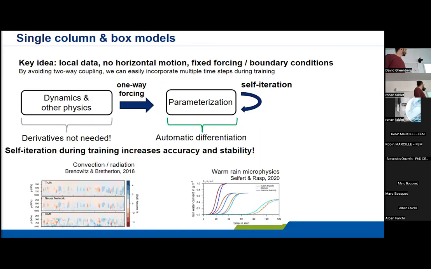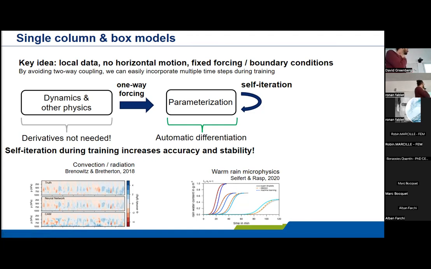There have been a number of studies which showed that doing the self-iteration during training, even if you just use a simple box model or a single column model, actually really increases accuracy and stability, even when you go back and then couple it to the full model. Why that is, and when that helps and when that doesn't help, isn't so clear yet. One of these studies is on warm rain microphysics, which inspired a current PhD project in our group.